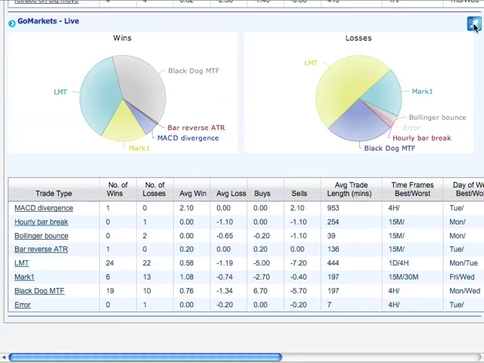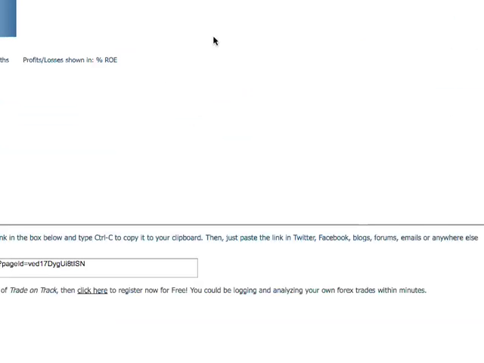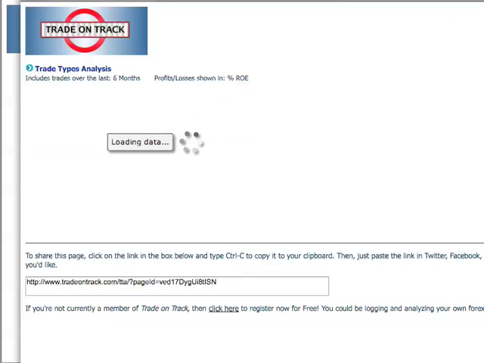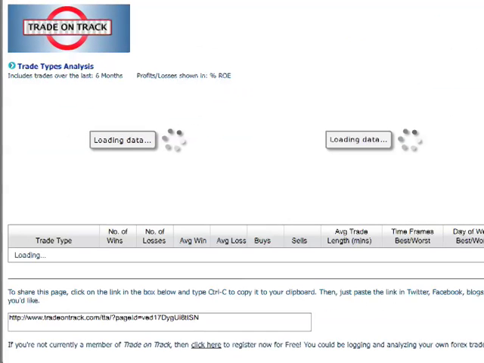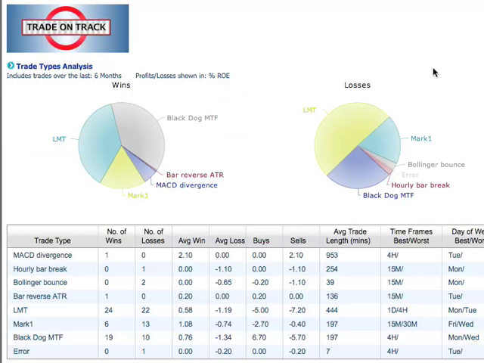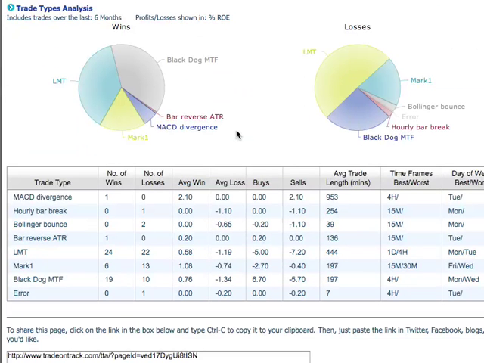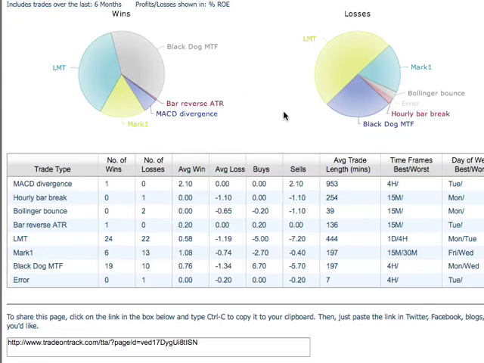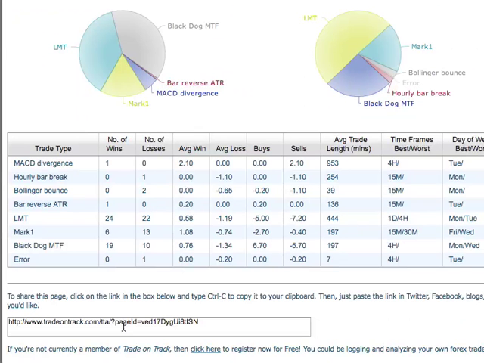All we do is click on this publish button, and within a couple of seconds it gives us a brand new page which has our dashboard on it in a read-only mode. So we have our pie charts, we have our data table, and further down we have a link that we can copy and paste into Twitter, Facebook, wherever you like.